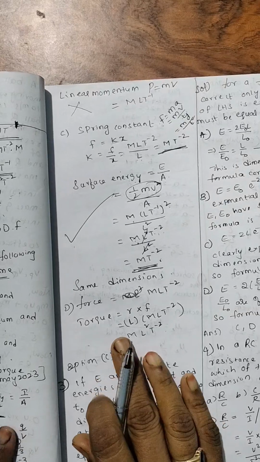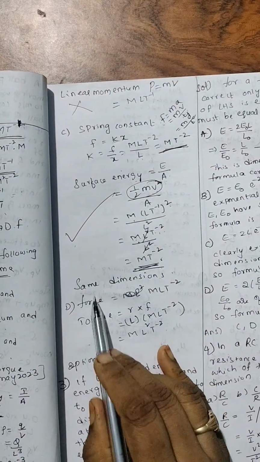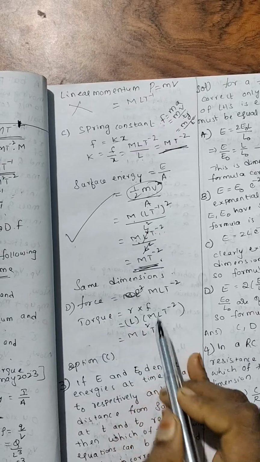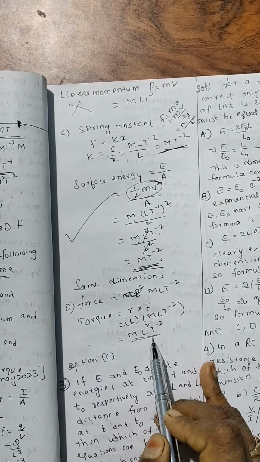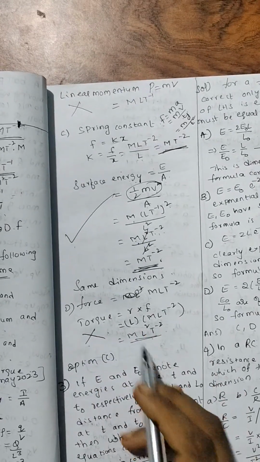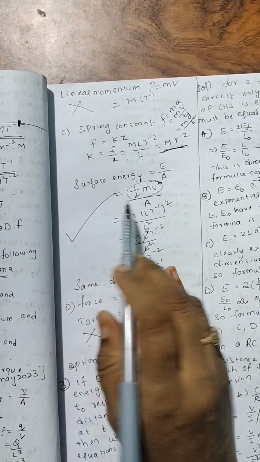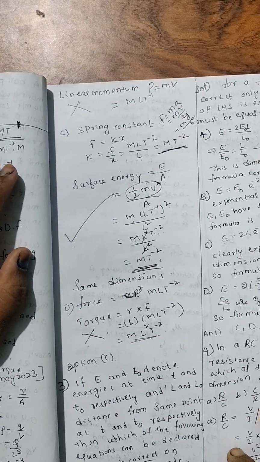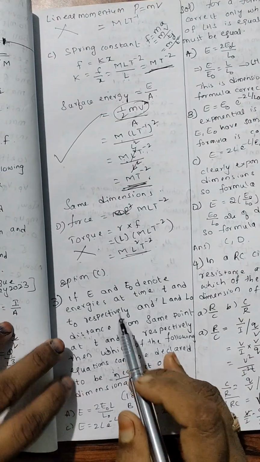Now lastly, let us check the fourth option also. Force and torque. Force is M L T minus 2. Torque is R cross F, and we got M L square T minus 2. So this is the wrong option. So the right option is the third pair: spring constant and surface energy have the same dimensions. Right? Now next let us go for the third question.